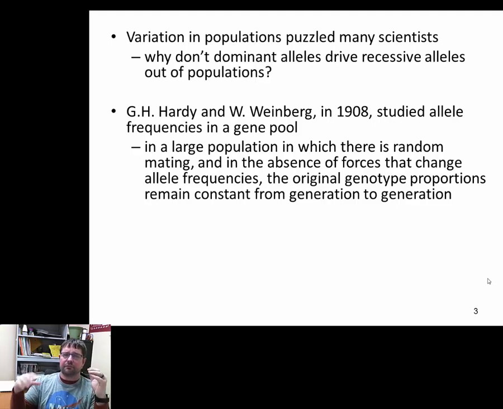Now, remember, genotype is the actual genetic code. We now know this, and we now know the direct connection between a genotype and a phenotype. But in 1908, Hardy and Weinberg didn't really know that, but they did know that there were physical characteristics that were inherited by offspring. And they could collect and examine those characteristics, and they could see how they changed over a period of time.